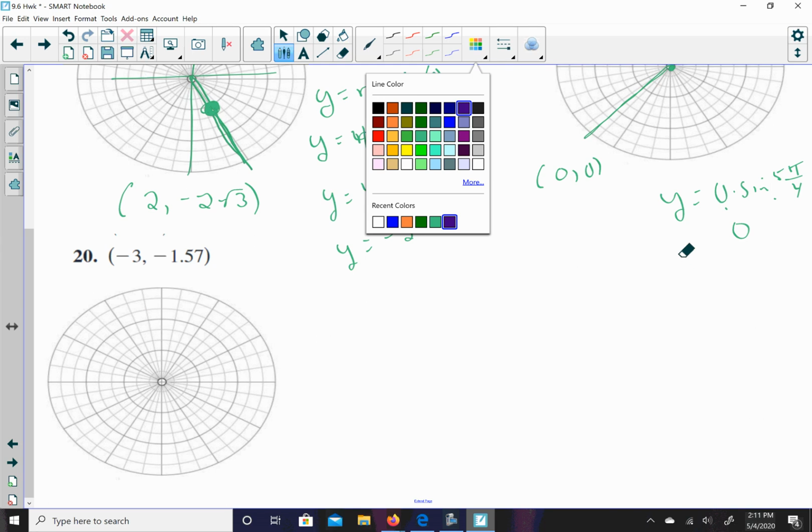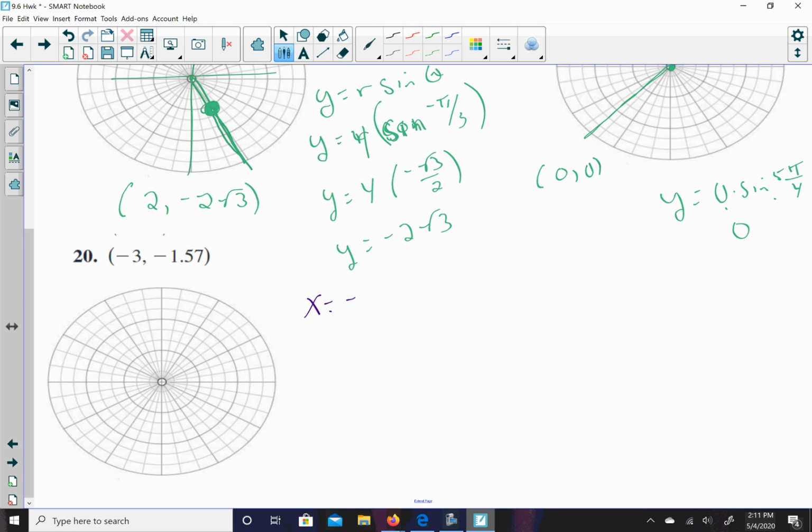So when I do this, I'm going to say x is equal to my radius, which is negative 3, times the cosine of negative 1.57. So I put this in my calculator, cosine of negative 1.57, and when I do that, I get something very close to 0. I got 0.000796, I think.